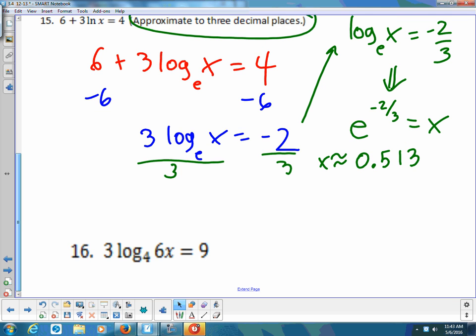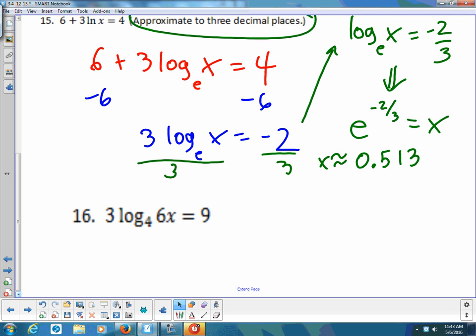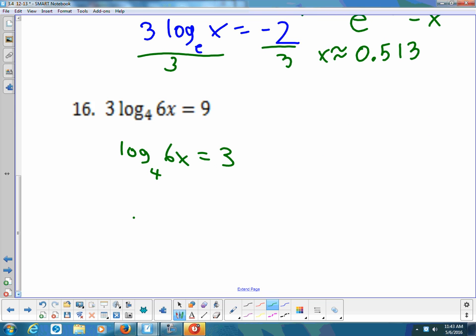Okay. Too easy? Yeah. What would you do? Divide by 3. And then we get log to the base 4 of 6x equaling 3, and then what? Put it into exponential form. So what am I going to write? 4 to the 3rd equals 6x. Okay. And you get what? 64 divided by 6? Yeah, dot, dot, dot. I like making my dots a little bit bigger.